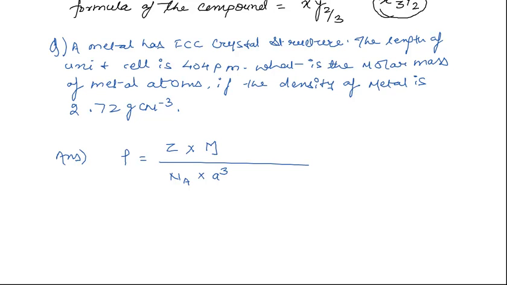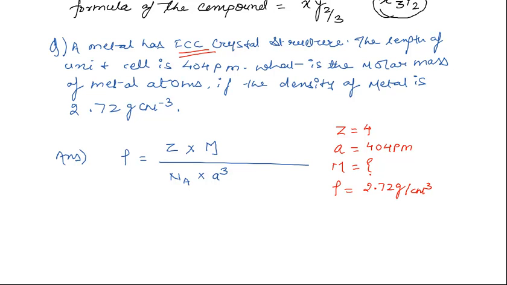Now what all other things do we have? What type of crystal is given here? It is FCC. So here Z is equal to 4. Edge length you are provided with, that is a is equal to 404 picometer. So the molar mass you need to calculate, and you are provided with the density, that is 2.72 gram per centimeter cube. You are provided with the edge length also.